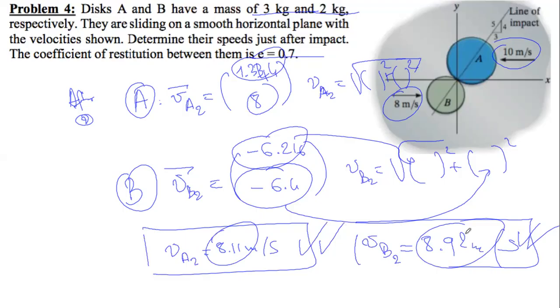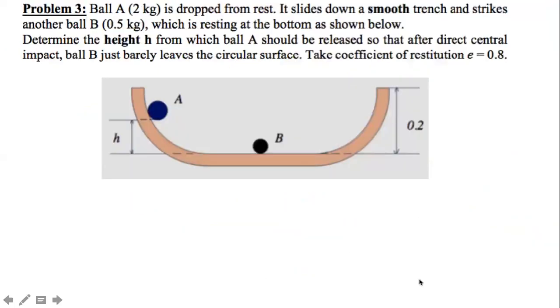Good. Now let's move to the next problem, which is extremely important. In this problem, you have to read carefully and then we solve it. Not that complicated. So we have ball A, and MA is 2 kilograms, and MB is 0.5 kilogram. So you can say that if MB is M, MA is 4 times M. So this will help us simplify the problem.